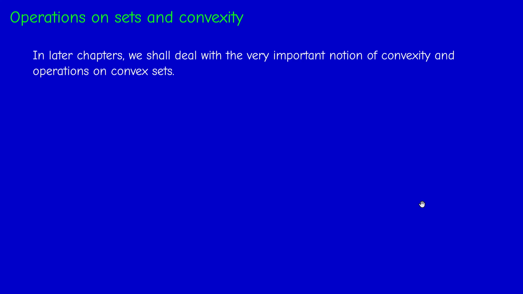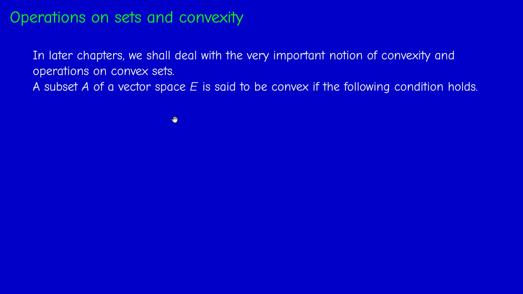Now I will end this video with some review on convexity, which is very important and we shall encounter later. Convexity can be defined in the context of vector spaces. We don't need topology. A subset of a vector space is convex if any convex combination of elements of A is in A.